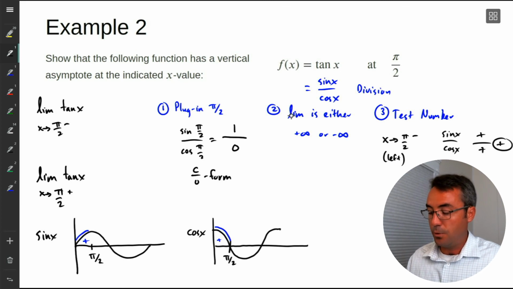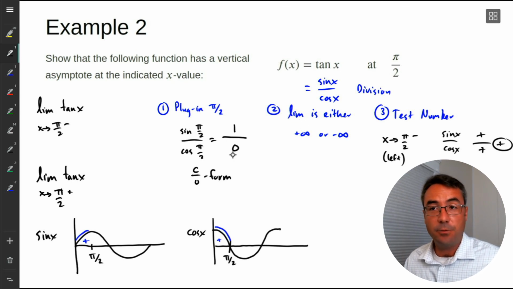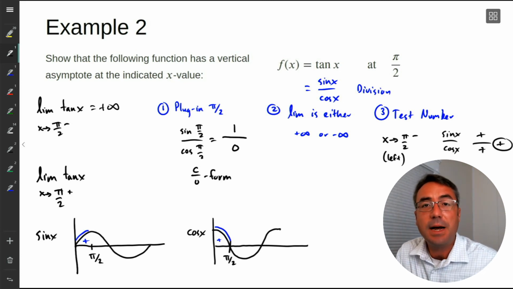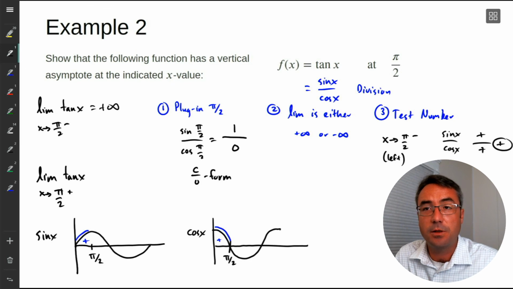So we only had two choices. We identified that it was a c over 0 form. The limit is either positive infinity or minus infinity. And we showed that the function value for tan is positive because it's positive over positive. So this is going to be positive infinity for our left side limit.